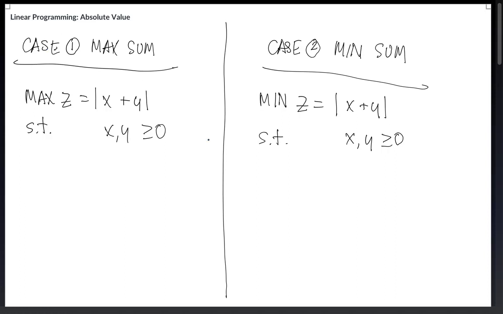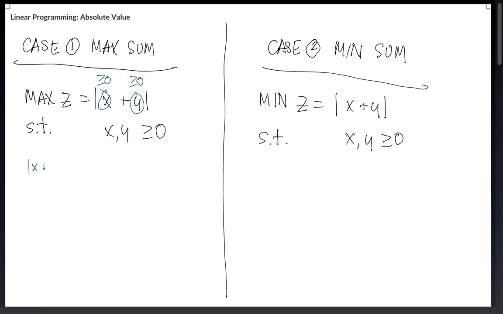The first case is when we want to maximize the sum of an absolute value. For example, here we have max z equals the absolute value of x plus y. What do we have to do here? Remember that because of the non-negativity constraint, which is part of the assumptions of linear programming, we know that x is always greater than or equal to 0 and y is always greater than or equal to 0. And x and y will never be negative.